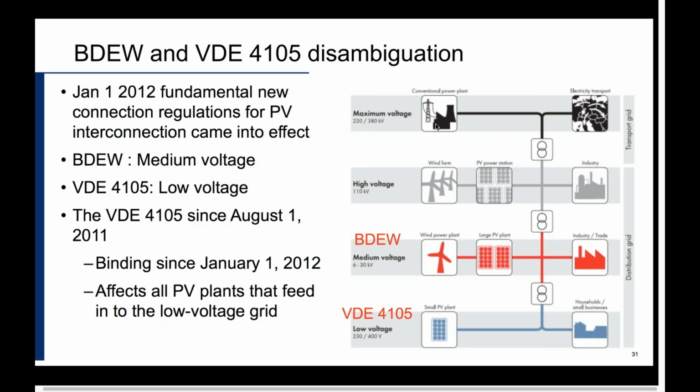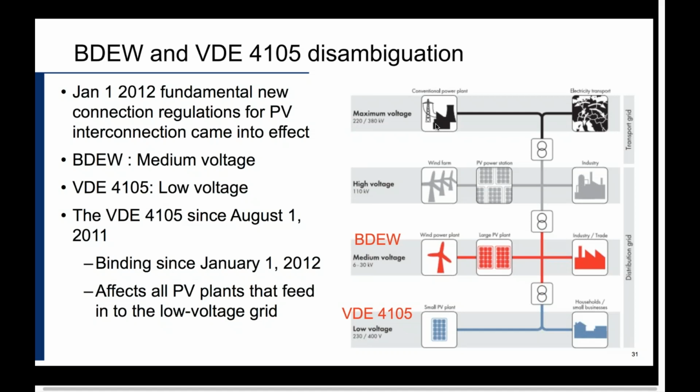Between BDEW and VDE, they are not the same. A lot of people kind of use it interchangeably, but they are not the same. BDEW is applicable for those interconnections that happen at medium voltage, which is in Germany anything from 6 kV up to 30 kV, whereas VDE is applicable for those systems that connect at the residential level, which is typically 400 volts or lower. That's the reason VDE 4105 insists on reactive power support, where voltage support is mostly needed, as opposed to BDEW, where they speak a lot about frequency support.